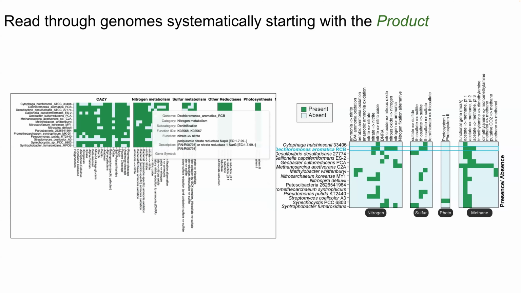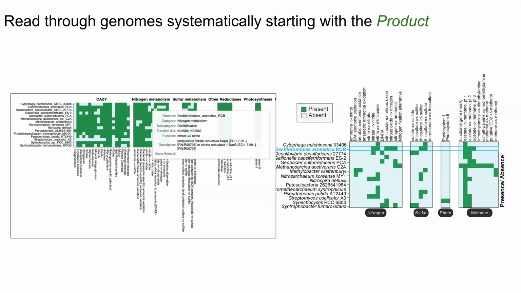One really nice feature of this product is that it's an interactive HTML file. If you are looking at your heat maps and you see that your Dechloromonas encodes one of the nitrogen fixation genes and you want to know exactly what that is, because here it just says nitrate, you can hover over that and a little box pops up.